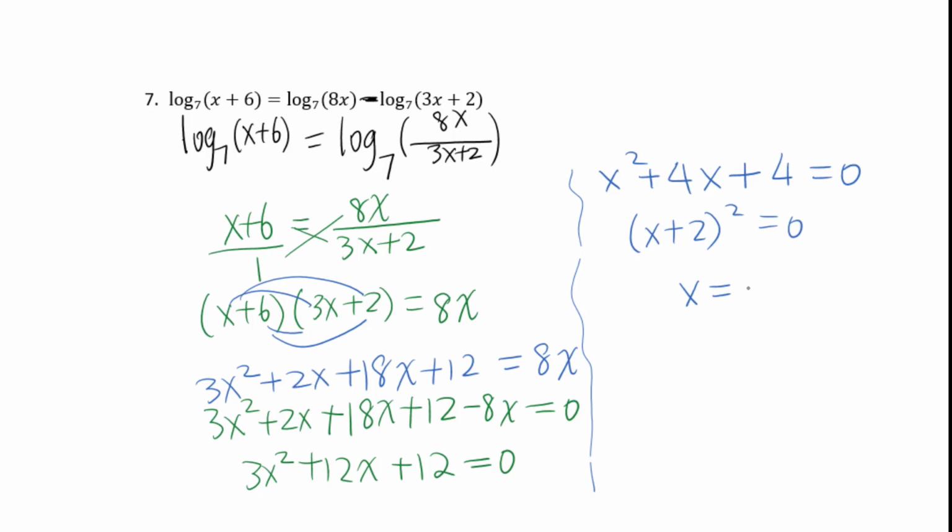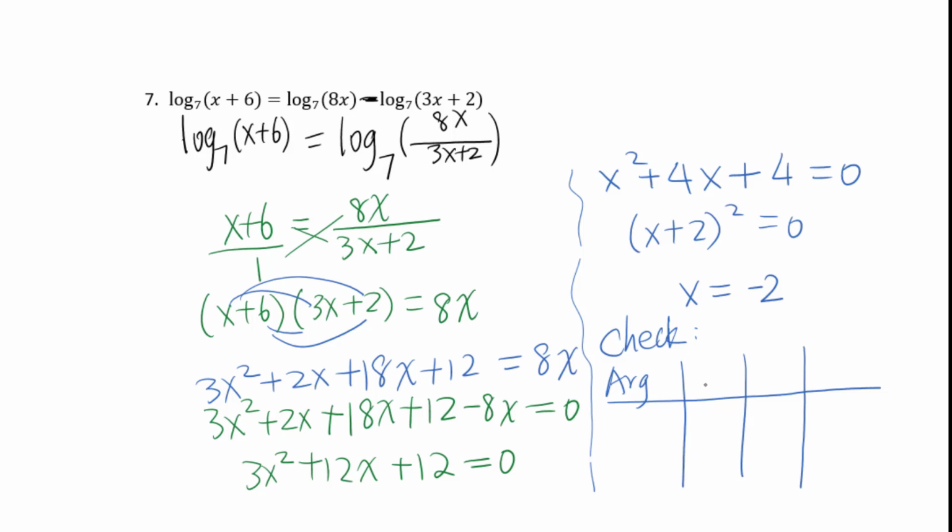So x equals negative 2. Then you need to check. For arguments, we have 3 arguments with the variable x: x plus 6, 8x, and 3x plus 2. With negative 2, this one is positive, but this one is negative. So there is no solution to this equation.